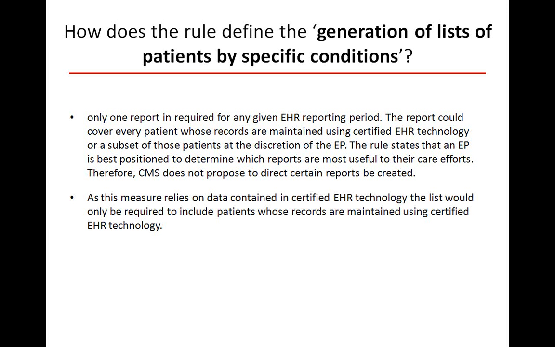And this list can really be generated on any criteria that you select. Maybe you want to generate a list of RA patients with a certain disease activity measurement, or RA patients that may be due for a certain lab, or all RA patients on a certain medication. Again, any criteria you pick. The rule in CMS really determined that you as the eligible provider are the best person to determine which reports are most useful for your care, and that you are the ones that should be able to select how you direct that criteria and what you do with that report.